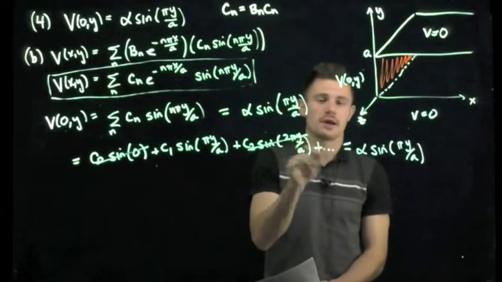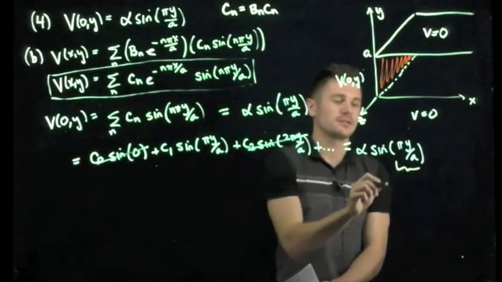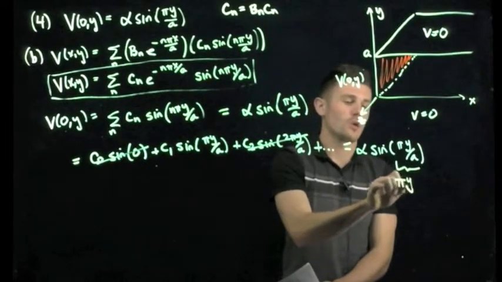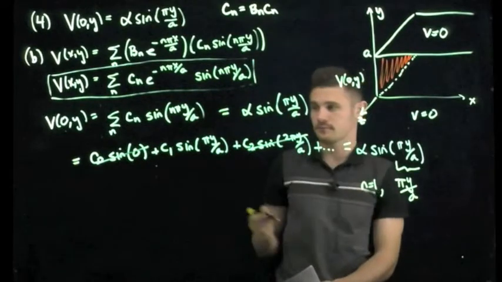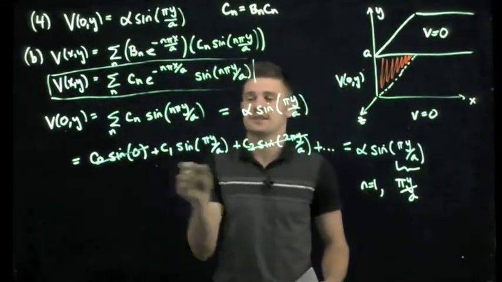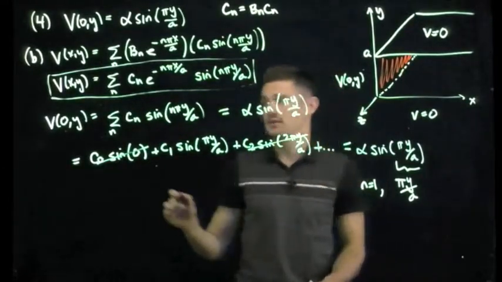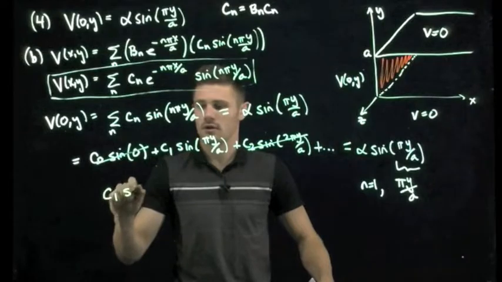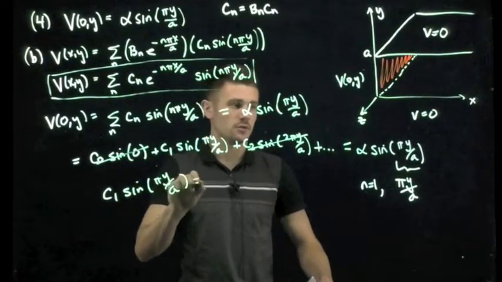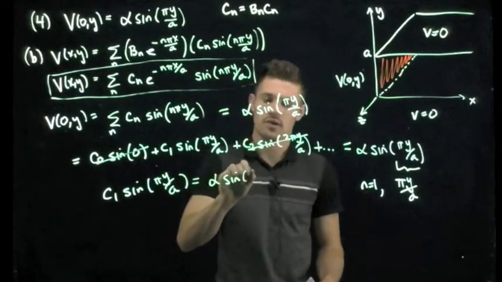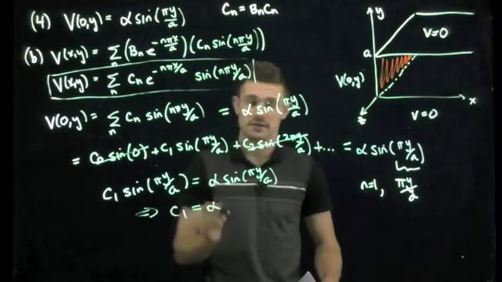So we can go to higher order terms, but we don't have to in this case, because if we look in the brackets here, we only have the pi y over a term. So this comes in only when n is equal to 1. So we're going to find that this is the only coefficient of this sum that survives in order to match up and give us this term. So we have that c1 sine of pi y over a is equal to alpha sine pi y over a, and therefore c1 is equal to alpha.